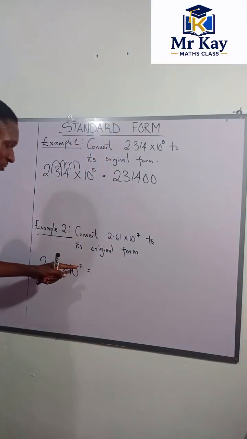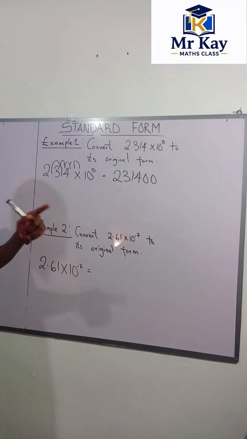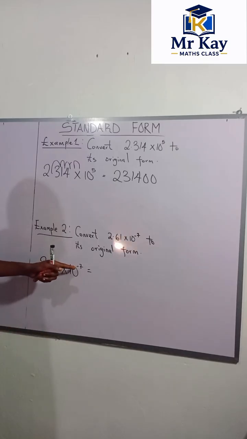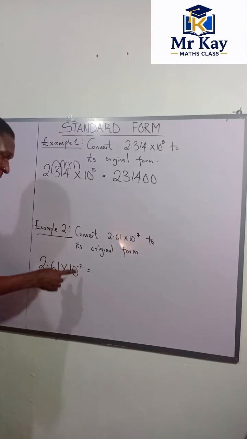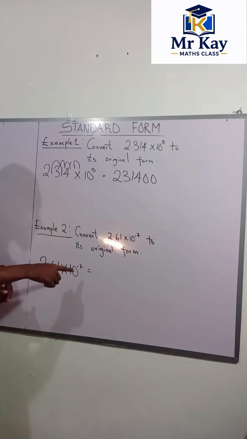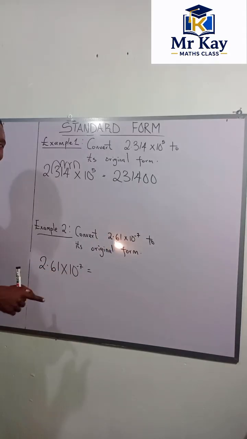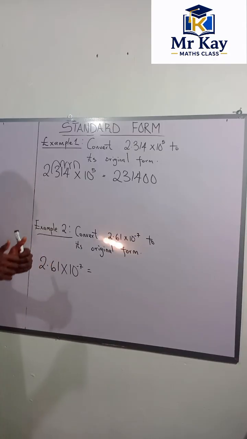That is why the standard form is reading minus 7. Remember when I told you, if it is to the right hand side, you use negative, minus. So when you are seeing it now, that means it has been moved to the right hand side. So for you to take it back to where it was, you are going to move it to the left hand side. How many times? 7 times. So you are going to move this to the left 7 times.